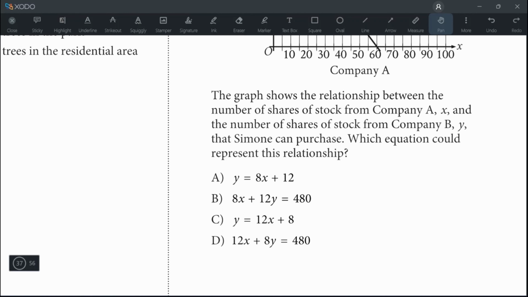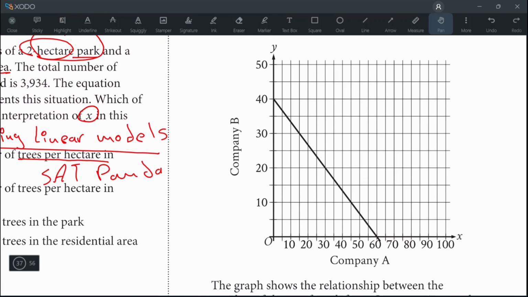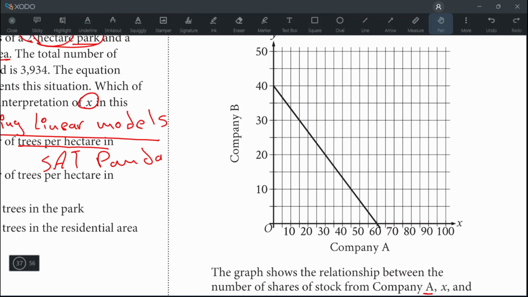The graph shows the relationship between the number of shares of stock company A and the number of shares of stock company B that Simon can purchase. Which equation should represent this relationship? In order to find the linear function that expresses this graph, we can find the y- and x-intercepts. So we have a y-intercept of 40 and an x-intercept of 60.